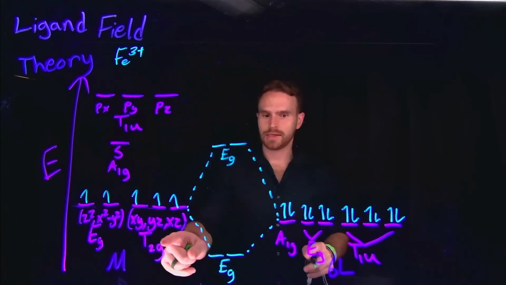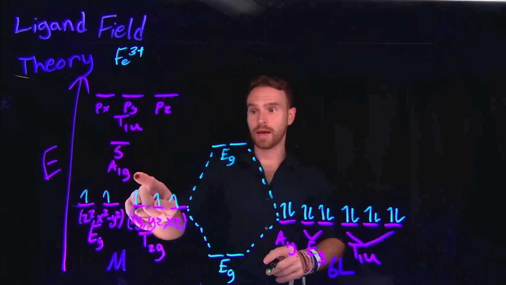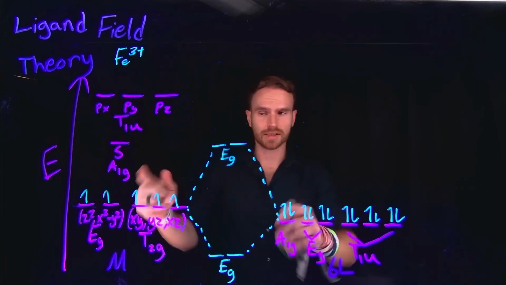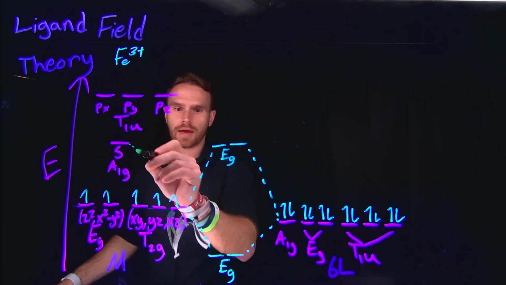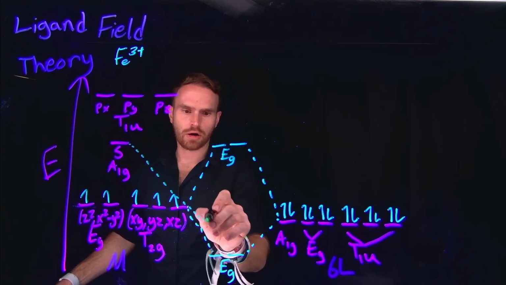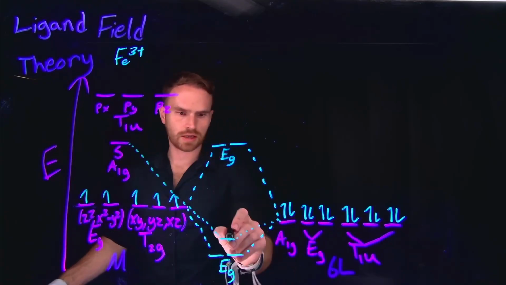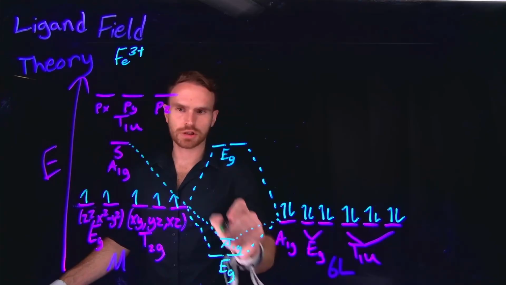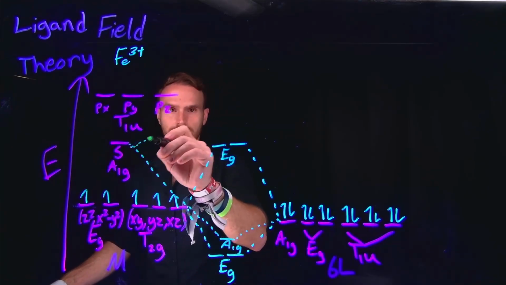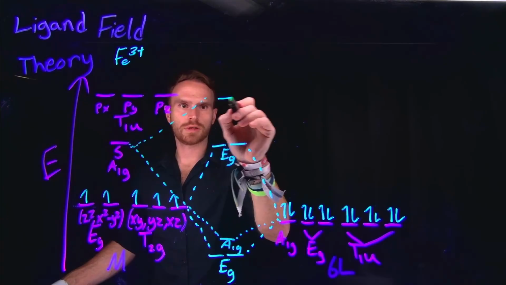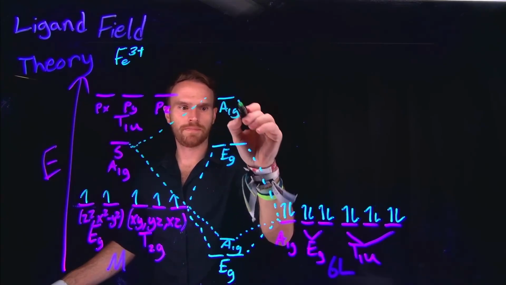The next one that I see is that there is an A1G on my 6 ligands. Remember the A1G came from the s orbital on the metal, which is always the first row of your character table, and I'm going to label this A1G. I also need to create my anti-bonding orbital, which I will call A1G.